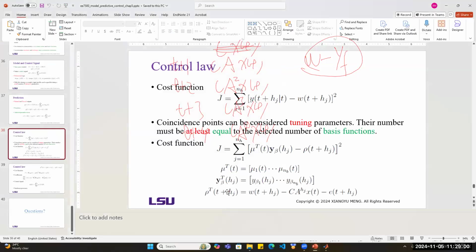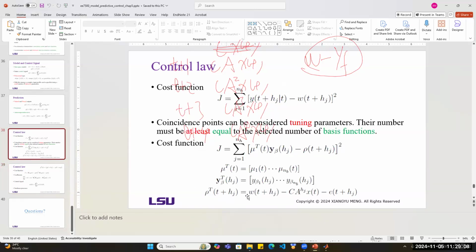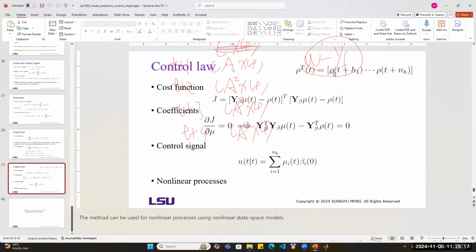So the rho vector here will be this. Let's assume the noise, the disturbance, is 0 to make it simple. Then we have rho(t+1), rho(t+2), up to rho(t+4). So this is the rho vector.